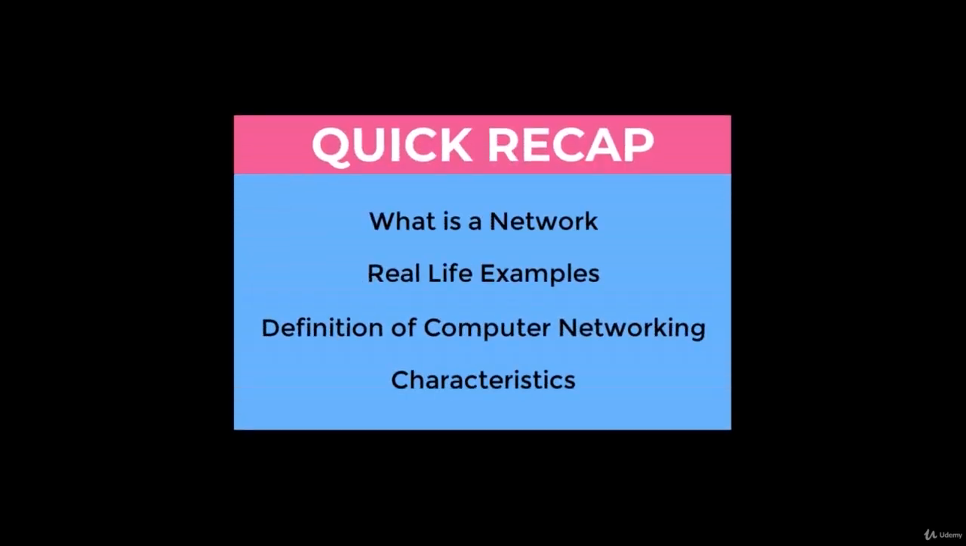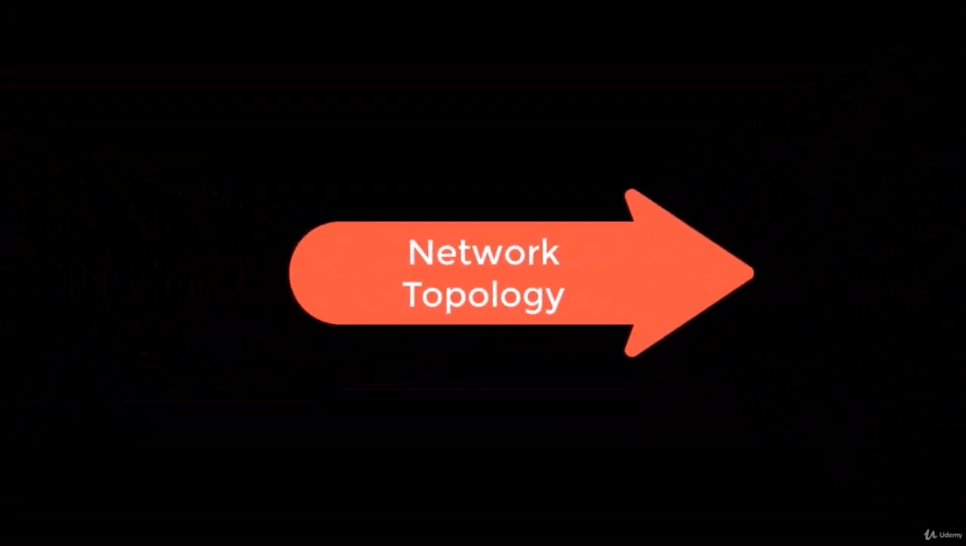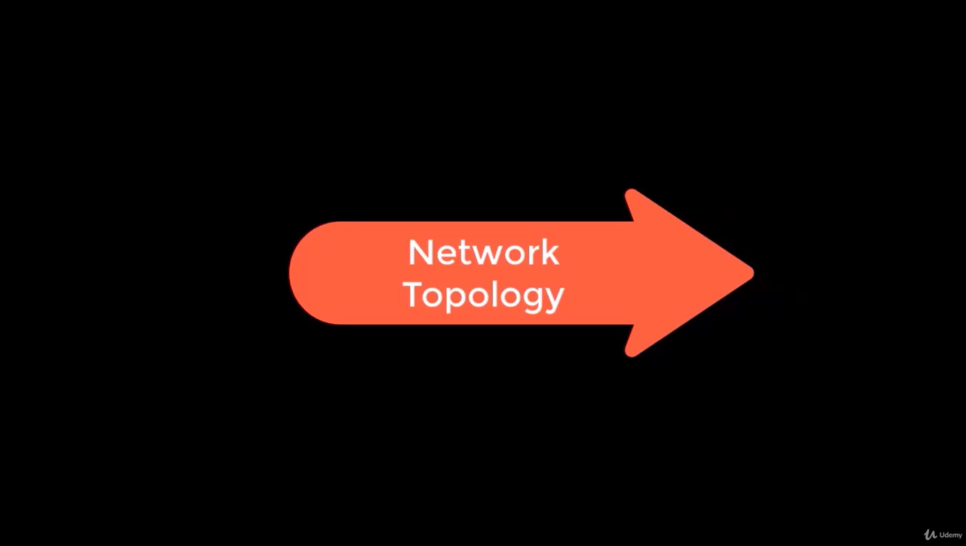So, let us have a quick recap. We discussed what is a network, we discussed the definition of a computer network, we saw real life examples of computer network like a group of friends, and finally characteristics of computer networks. What's next? Once we know the definition of computer network, we move on to the topologies in computer networks.